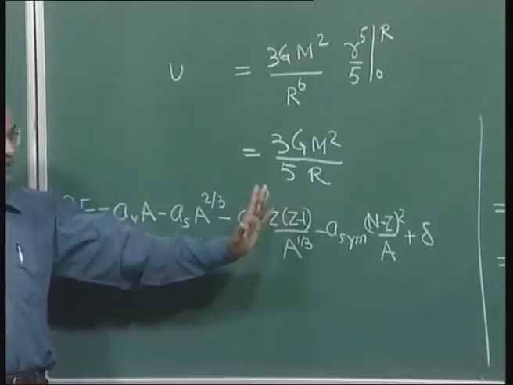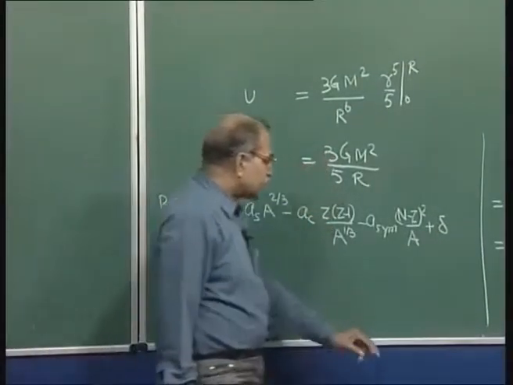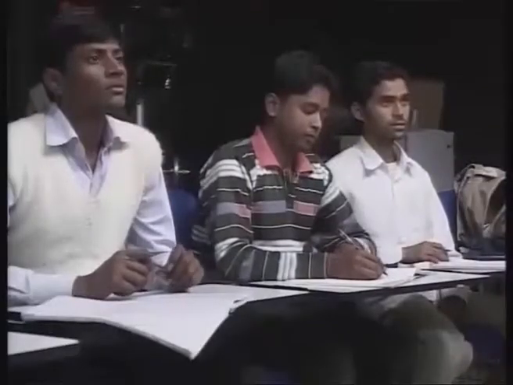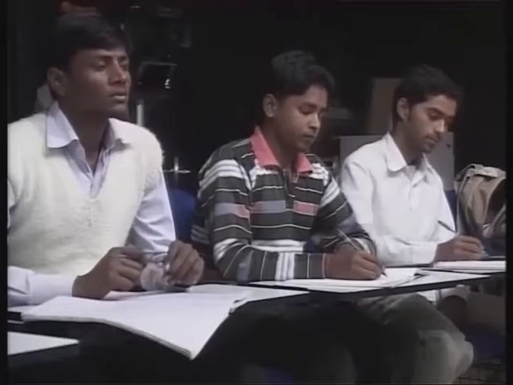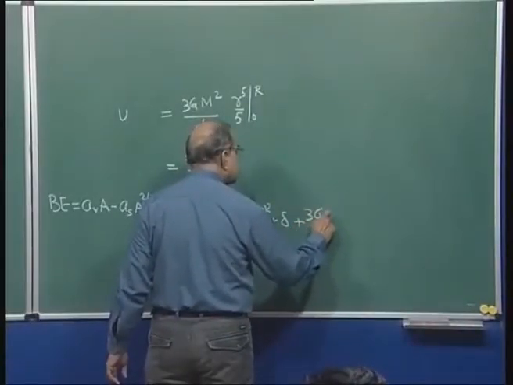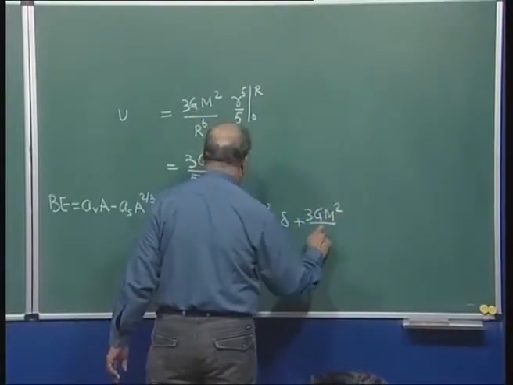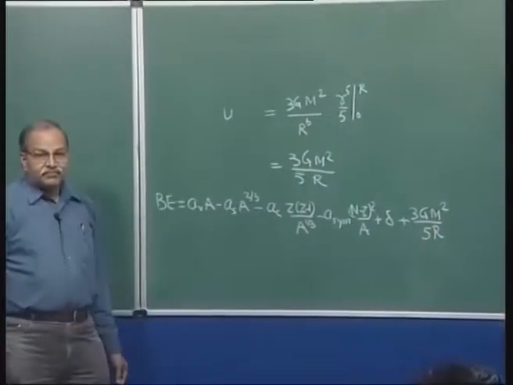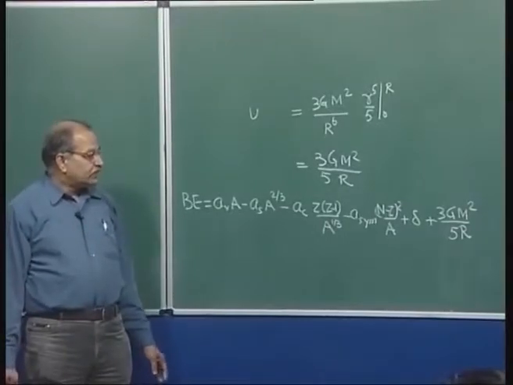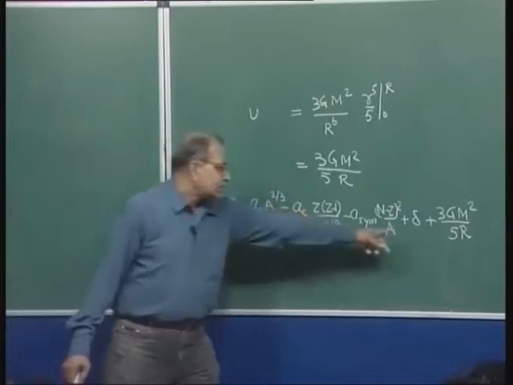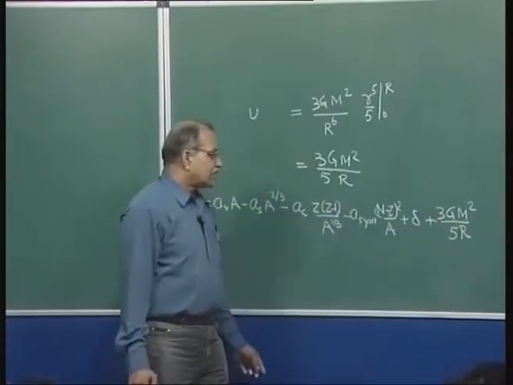So far we had considered this, and now you add this plus or minus, plus, because it is adding to binding energy. It is adding to binding, it is attraction, it is providing you binding energy. So, plus 3 capital G m square over 5 r. Okay. We can write this term in terms of capital A and so on, this last term here, 3 G m square by 5 r.